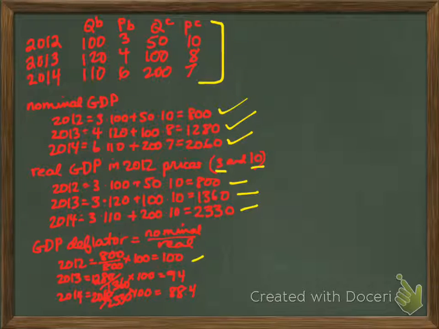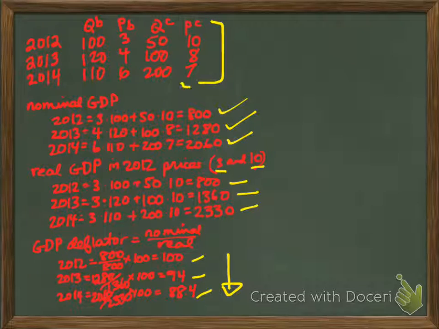For 2013, we have then real GDP, or nominal at 1280 and real at 1360. So we have a GDP deflator of 94. And then for 2014, we have 2060 as nominal GDP, real GDP is 2330, so we have 88.4. So notice that the GDP deflator is going down.